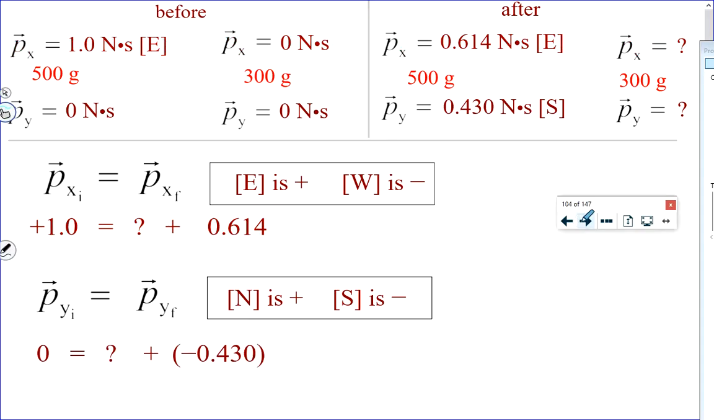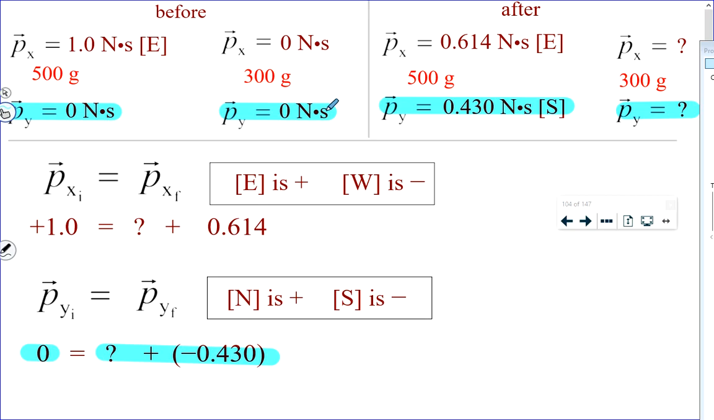We also said that momentum is conserved in the y dimension. So if I look at the total y before, that's 0 plus 0, which is going to give me 0. And if I take a look at the y after, I get I don't know plus 0.43. So this is where I get that second equation from. 0 equals I don't know plus negative 0.43.